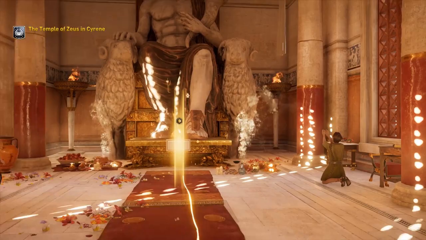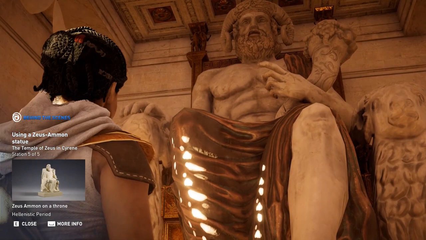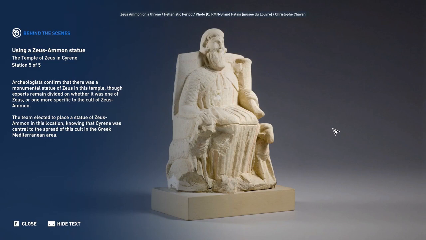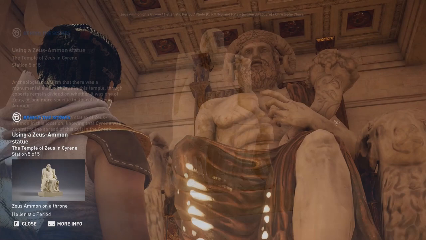Archaeologists confirm that there was a monumental statue of Zeus in this temple, though experts remain divided on whether it was one of Zeus or one more specific to the cult of Zeus Ammon. The team elected to place a statue of Zeus Ammon in this location, knowing that Cyrene was central to the spread of this cult in the Greek Mediterranean area.